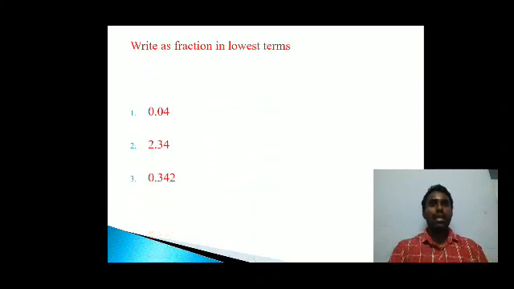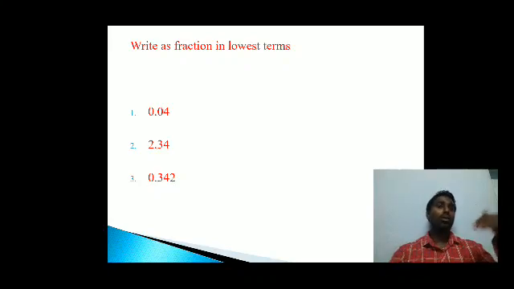Write as a fraction in lowest terms. Here they gave a few numbers, and we have to write those numbers in terms of fractions. A decimal number is given, and we have to convert it to a fraction. We have already seen this, but only with tenths. Now we are going to see hundredths. Before, we saw tenths digits and did a few problems based on tenths. Now, based on hundredths, how will it come?